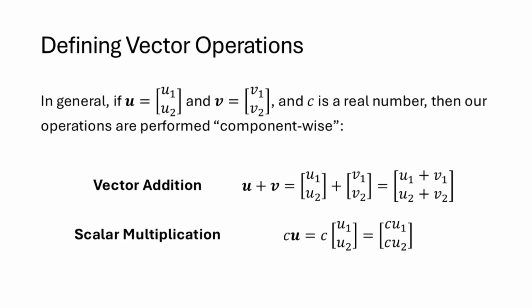Here are our general definitions of our vector operations. We say that these operations are performed component-wise or entry-wise because the 2 entries of the vector don't interact with each other. If we want to add the vectors u and v, where u is the vector (u1, u2) and v is the vector (v1, v2), then we just add the first entries and then we add the second entries. If we want to multiply the vector u by a scalar c, we just multiply each entry by c.